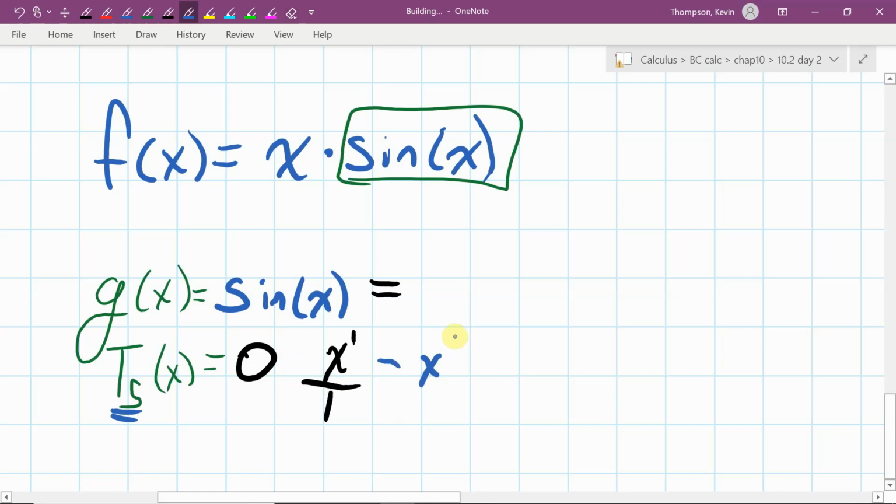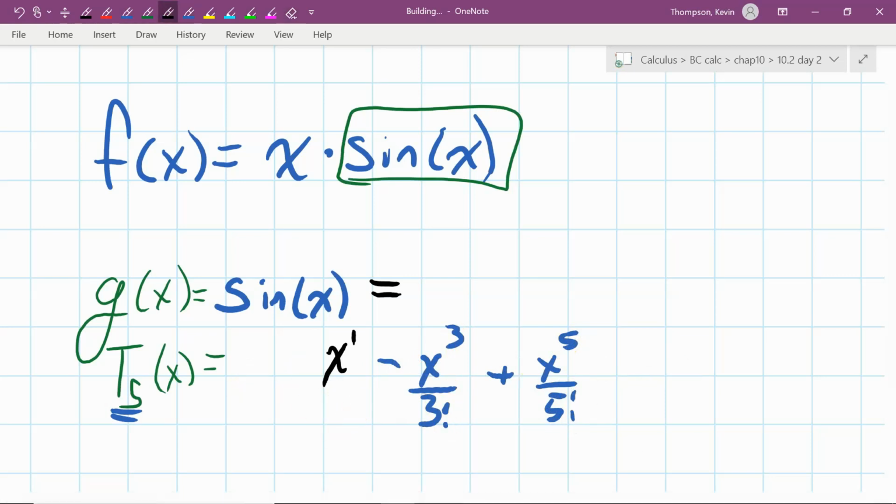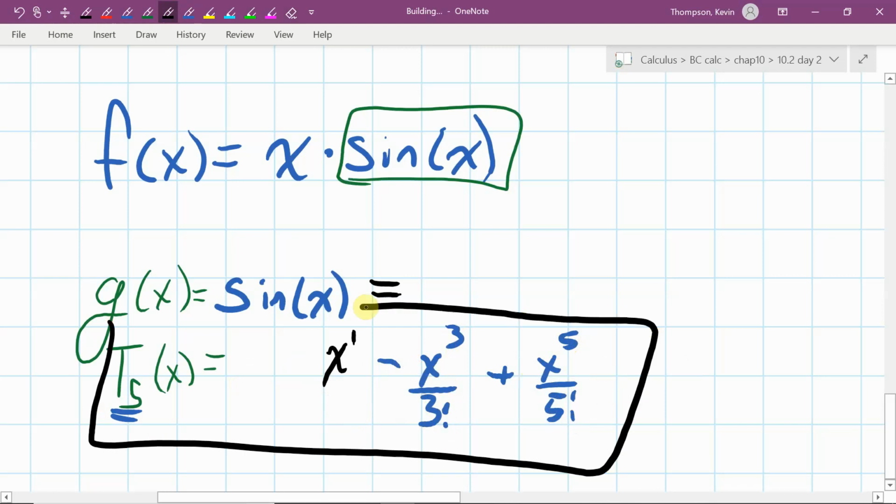X to what power? Third, 3 factorial, fifth, 5 factorial. And that's really what I wanted you to write here, so I should stop. So that's the 5th degree Taylor polynomial for just sine. And again, I'm not really answering the question yet. I'm reminding us of that.